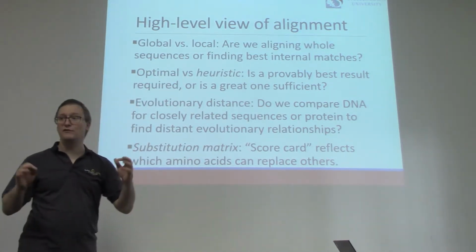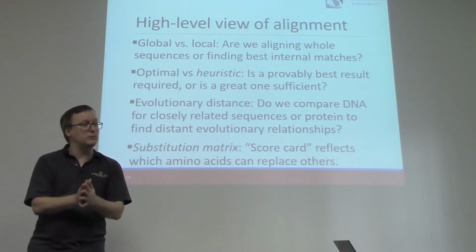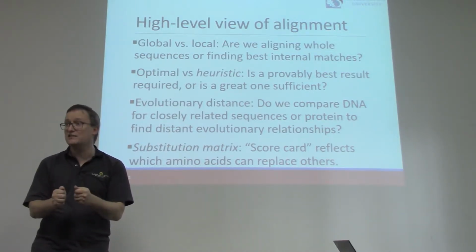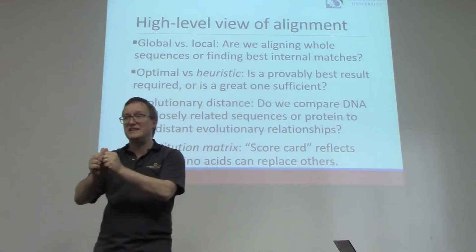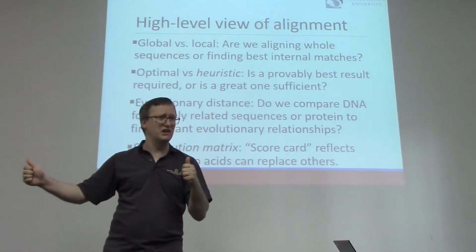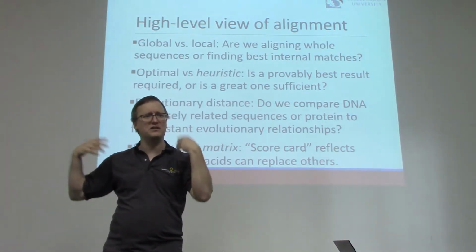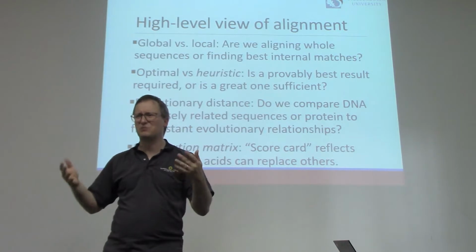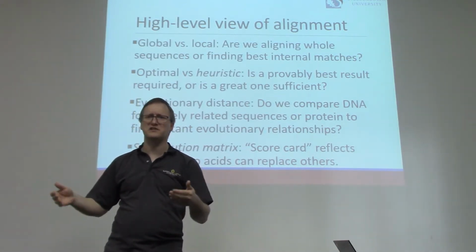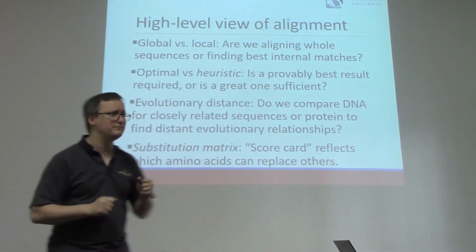Evolutionary distance. If you have organisms that are very closely related, you should probably be doing your comparison on the basis of nucleotides. If, on the other hand, you have a very distant evolutionary relationship, remember I was talking about yeast and humans? Our common ancestor was billions of years back. So trying to do a comparison on the basis of nucleotides is really problematic. It's much better for us to do those comparisons on the basis of amino acid sequences for proteins.